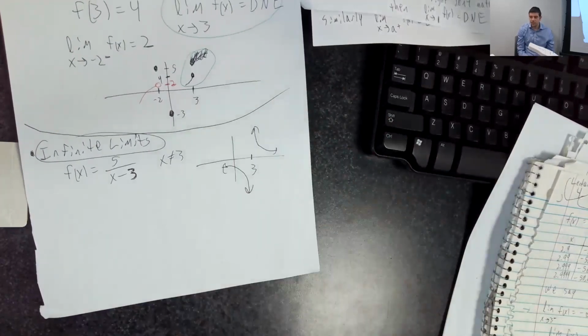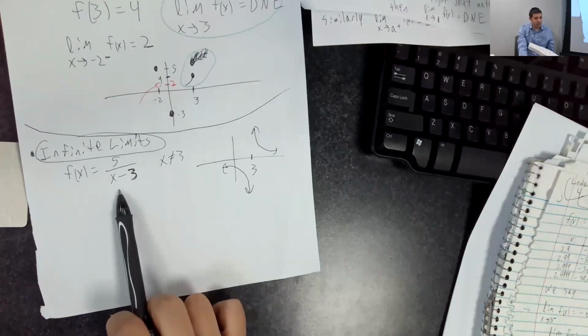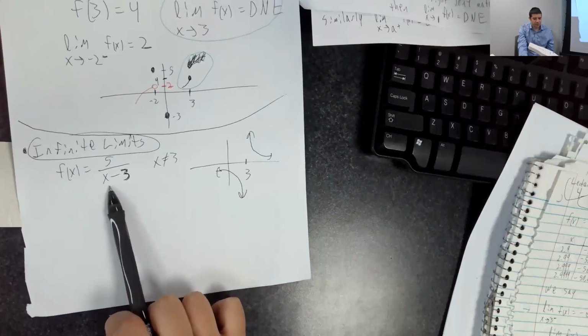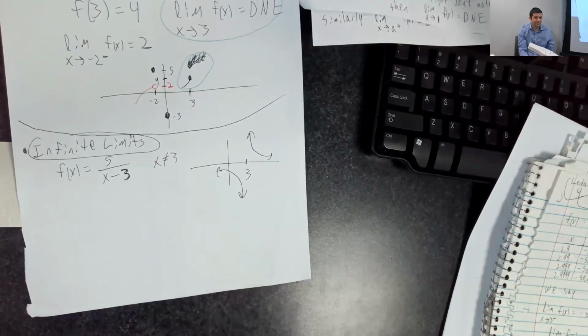How did I draw it so fast? Remember that trick I said? If you know the graph of 1 over x, then you could just shift it. Here I shifted it by 3, so that's how I drew it so fast.